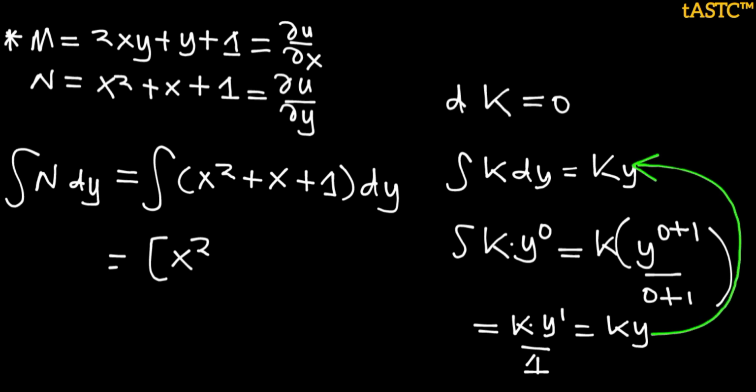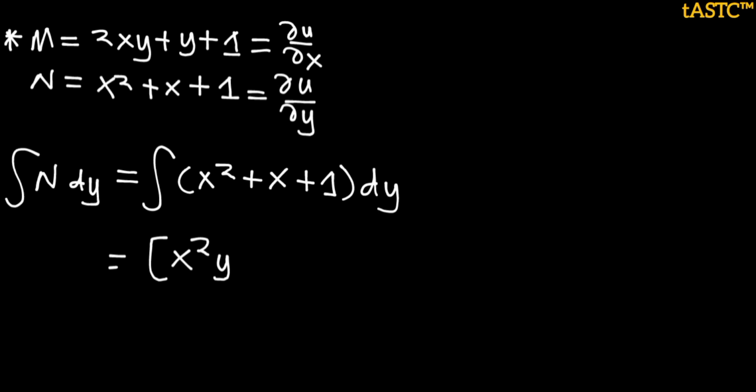So if you integrated a constant, you take the variable that you use to integrate the constant with respect to, and you need to attach it at the end. So basically, this should be a y attached to x squared. So this is going to be an x squared y.